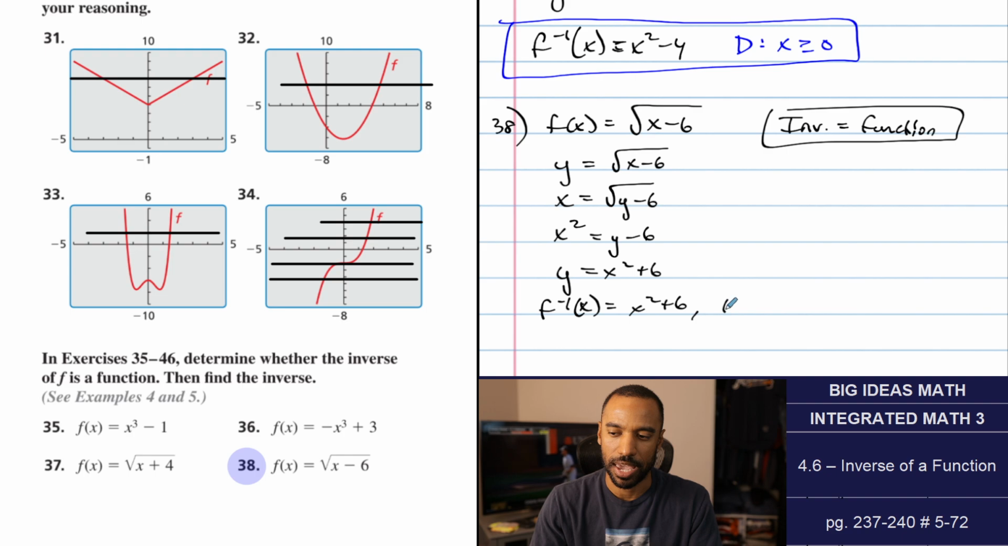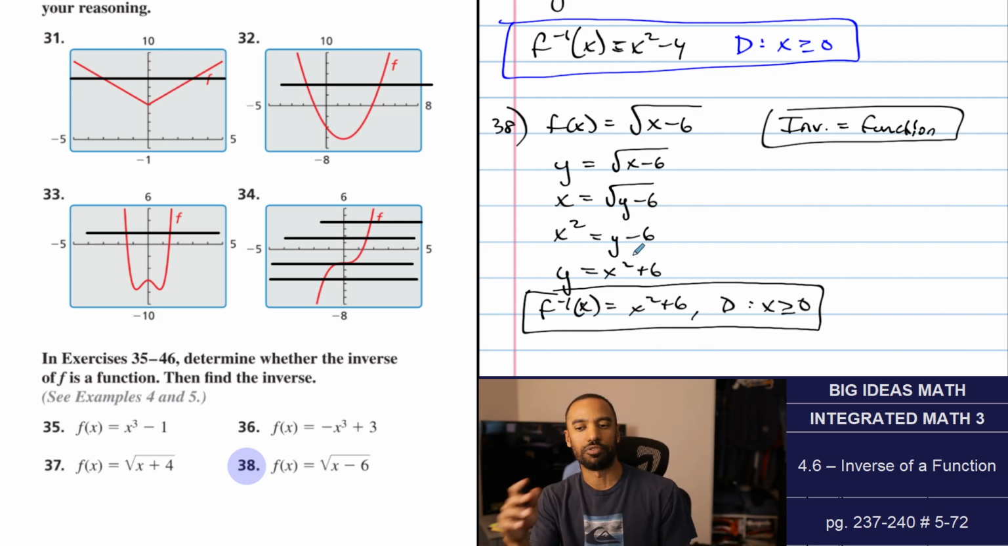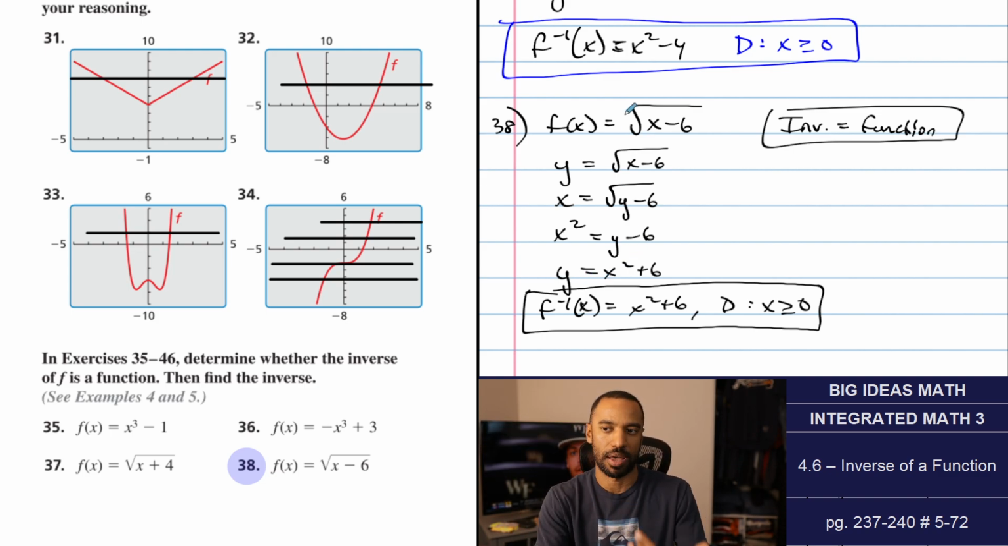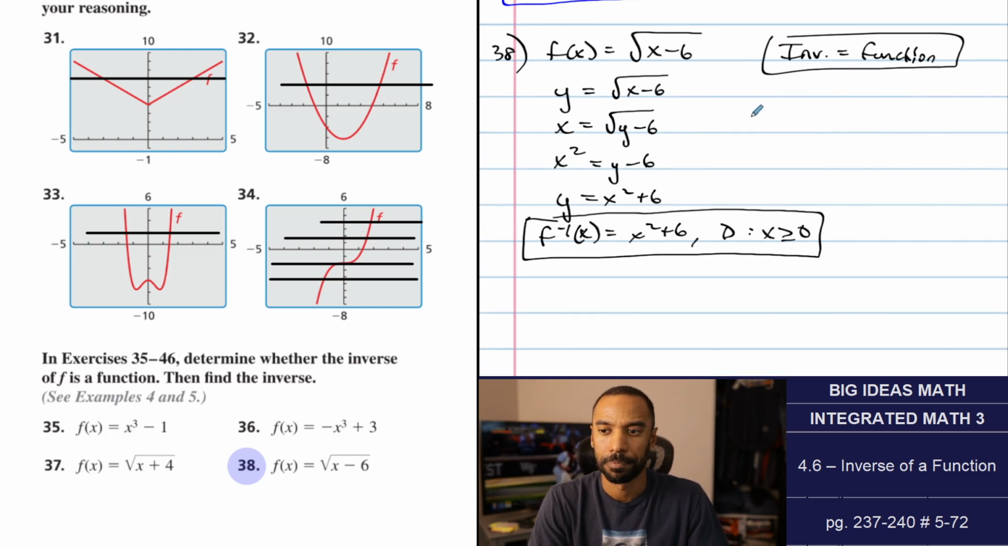And let's limit the domain to x is greater than or equal to 0 because the range of the other guy was y is greater than or equal to 0. So it's a lot like 37. So if you had missed out on what I said on this one, go back to number 37 and see why I included that based off the visuals and all.